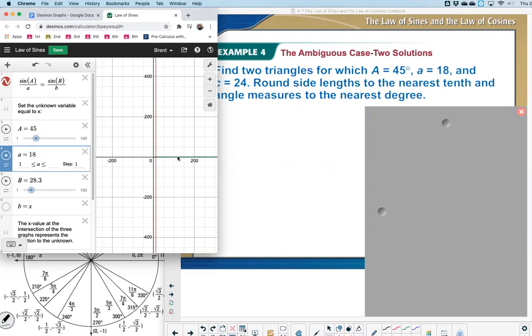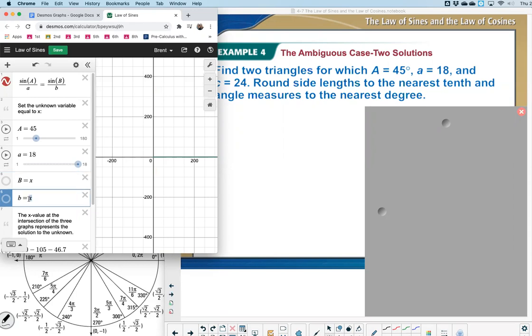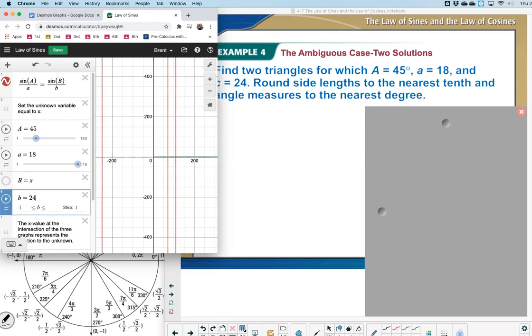By the way, to have more than one solution, your angle has to be less than 90. That's just a fact. Now on this one, I don't have the second angle, but what I do have is a second side length. C is 24. So I'll say that again. If you're going to have more than one solution, it's a requirement that A is less than 90.